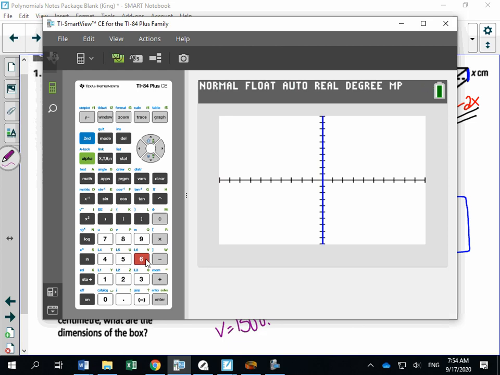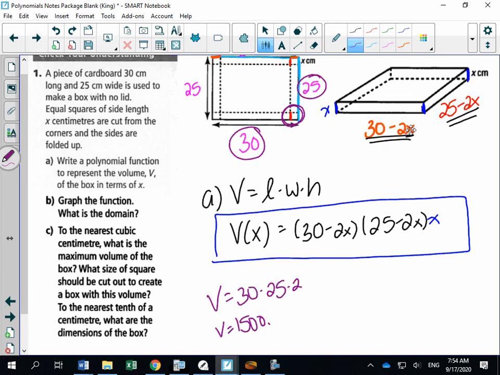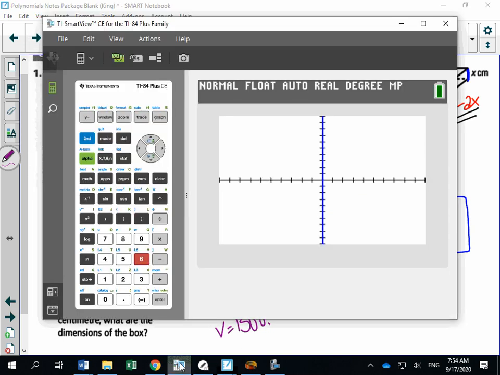it looks like nothing, right? We have to change our window. So our x values are our lengths, right? So it's like, what are the possible x values? So I'm going to change this to maybe 20. I'm going to change my x values to 20.